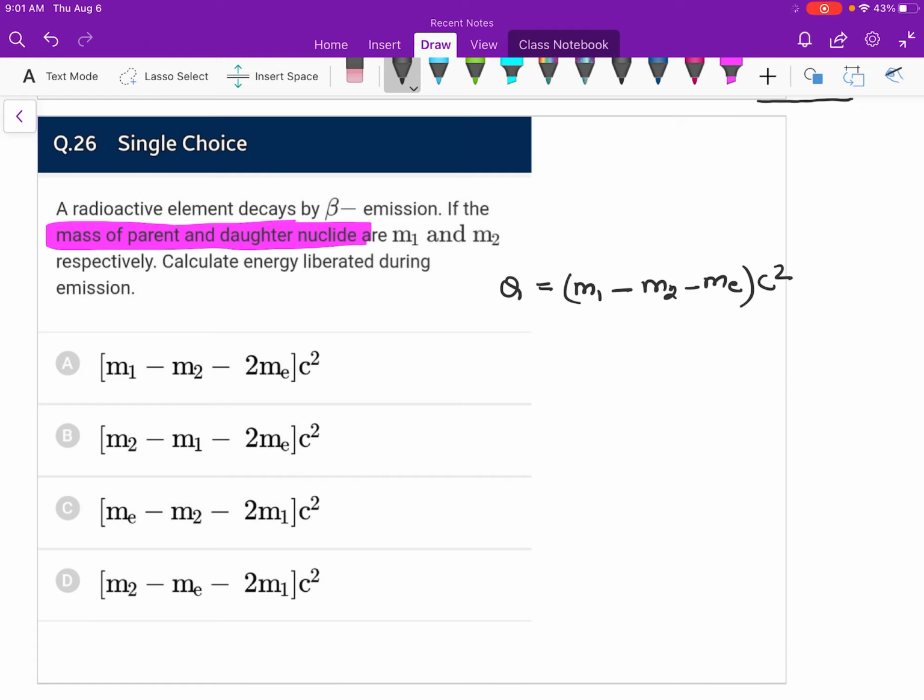I think actually the author has taken these masses to be masses of atoms, the masses of parent atom and daughter nuclide. If we consider masses of parent atom and daughter nuclide, then the answer will be m1 minus m2 minus 2me into c square. But as per the language, as the masses are given of parent and daughter nuclide, it should be m1 minus m2 minus me into c square.